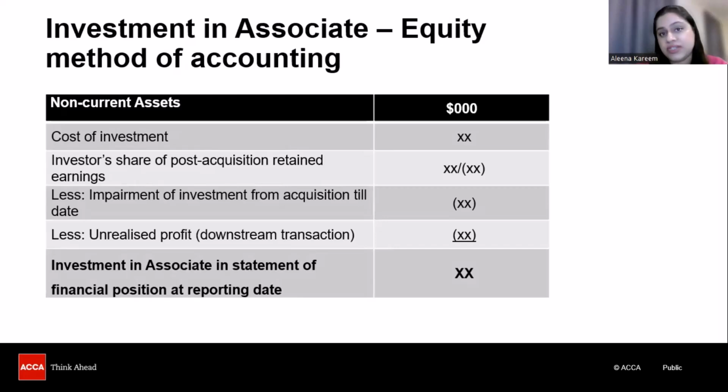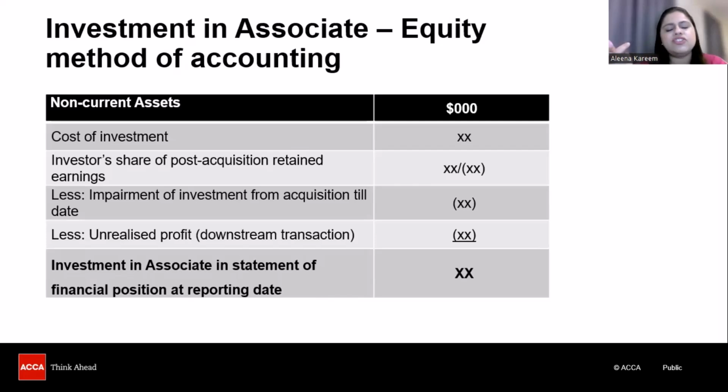However, if the question tells you that there has been an impairment of goodwill, then you have to subtract that from the date of acquisition till date, because you see, when we say post-acquisition retained earnings, if the acquisition was done 3 years ago, still you have to start off every year from the date of acquisition, and you need to come down to the current reporting date. This is how the post-acquisition retained earnings are identified.